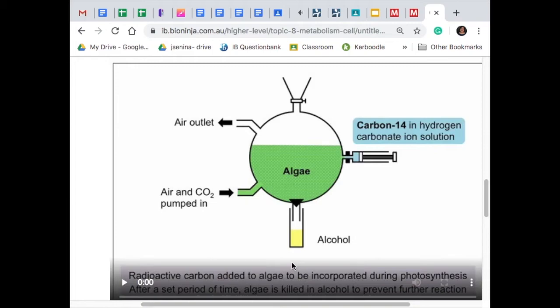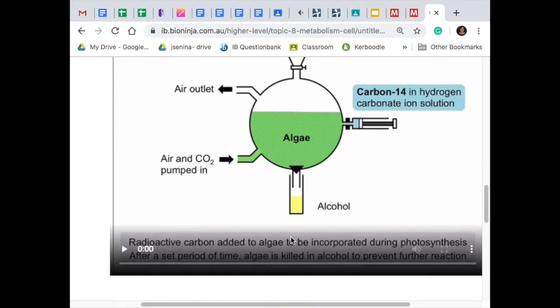And then what he did was, this was exposed to light. So the hypothesis is that this is photosynthesizing. And at different time intervals, he was taking samples of the algae here. Okay? Then what did he find out? Actually, this is a video. Let's watch it.